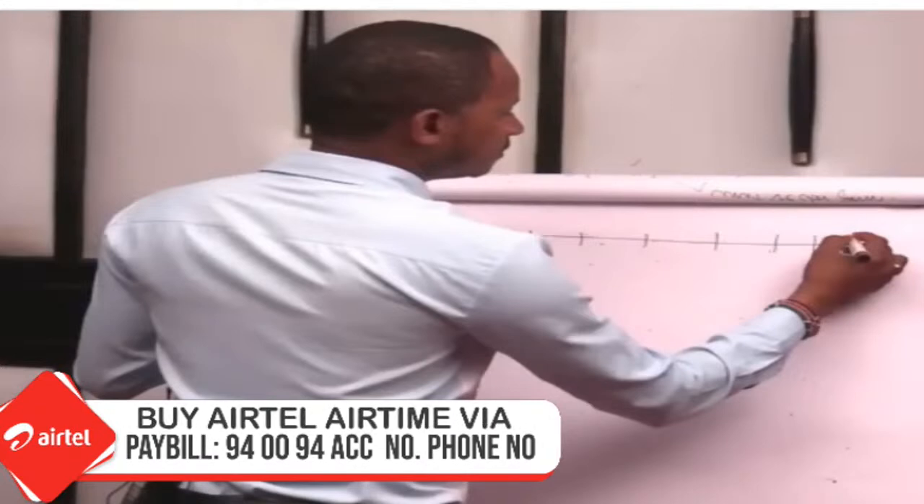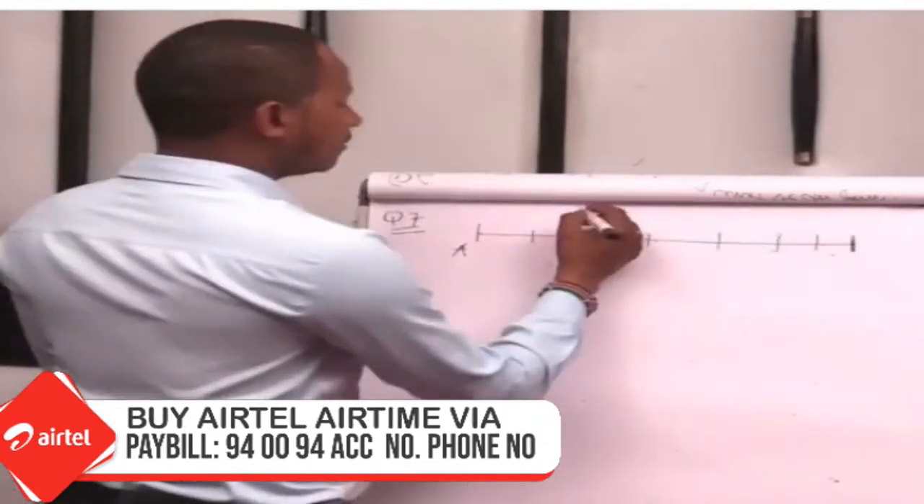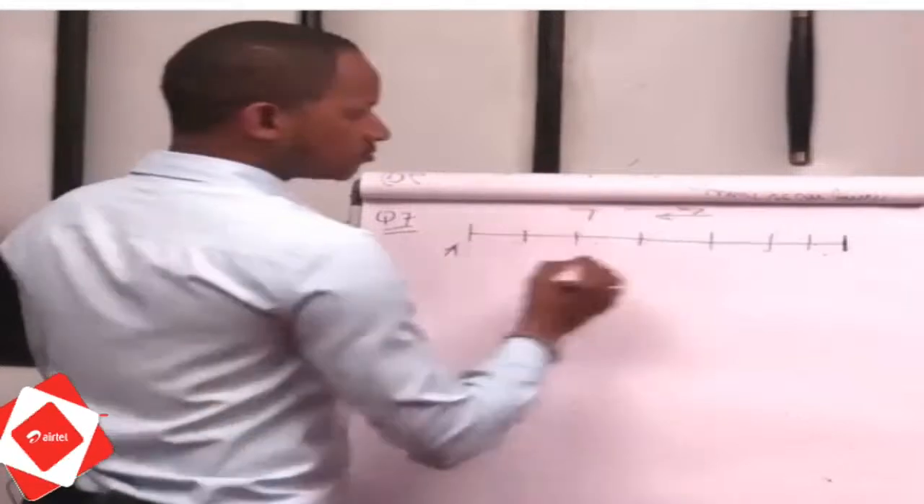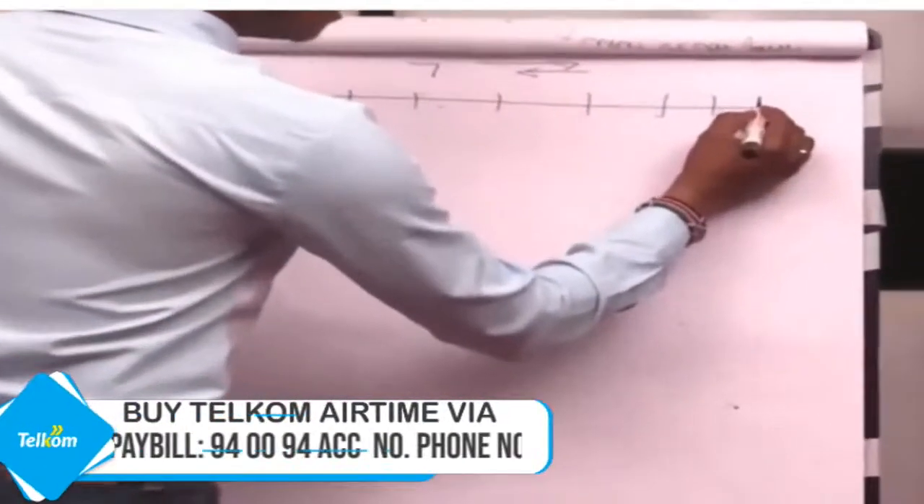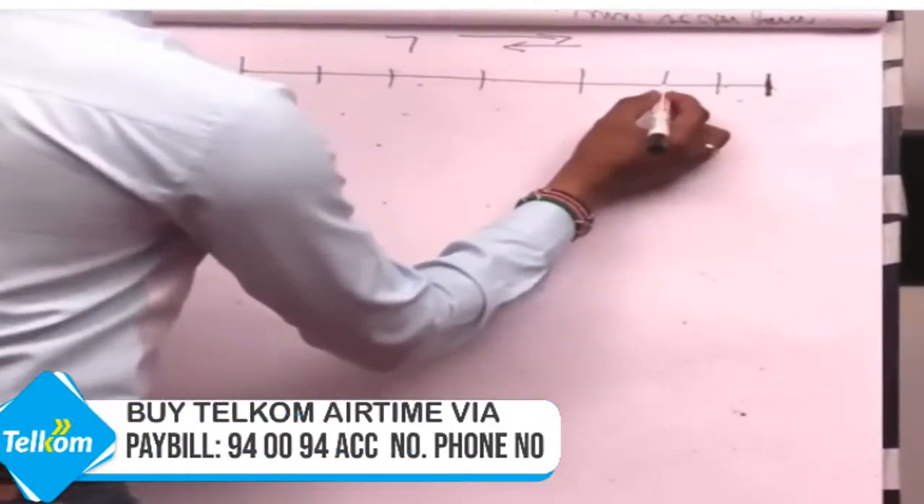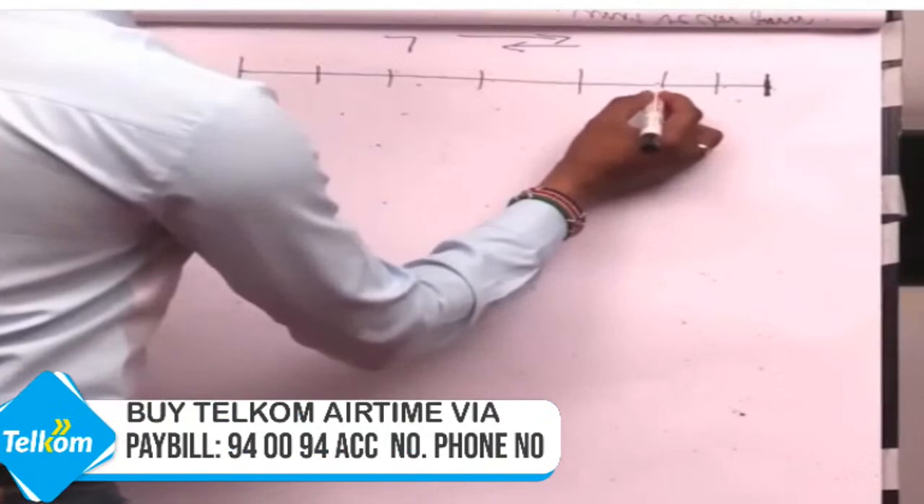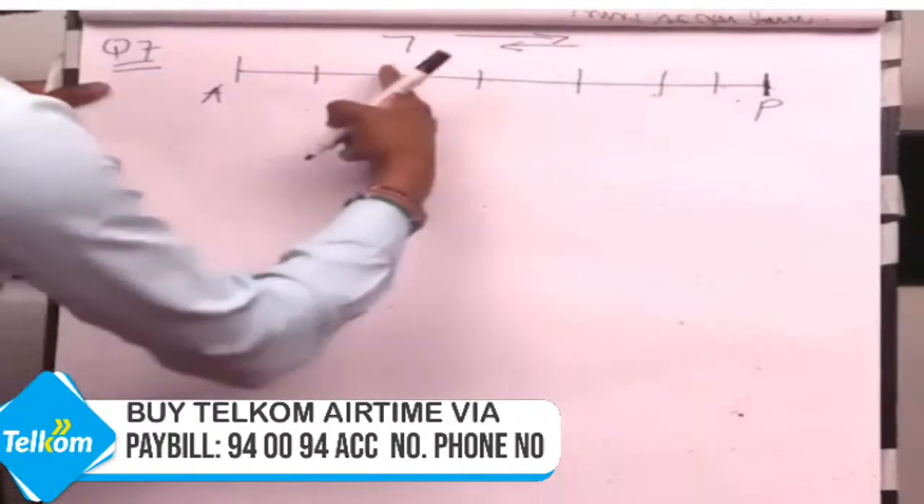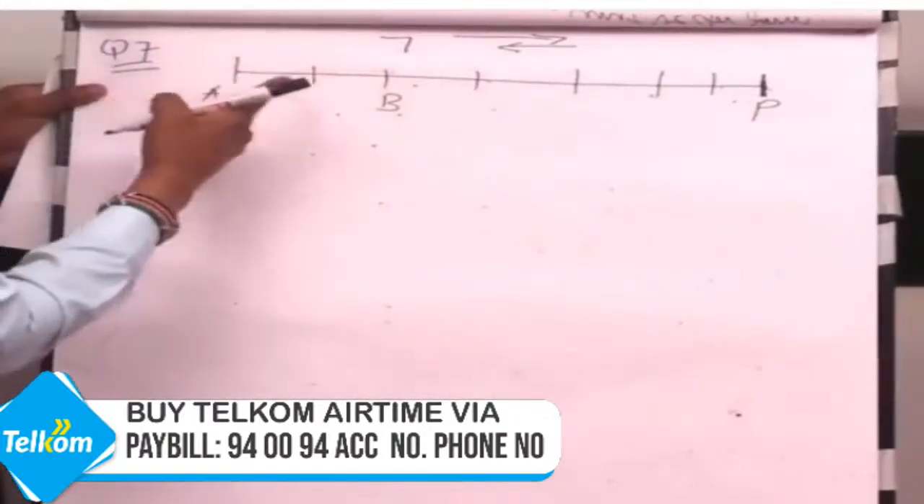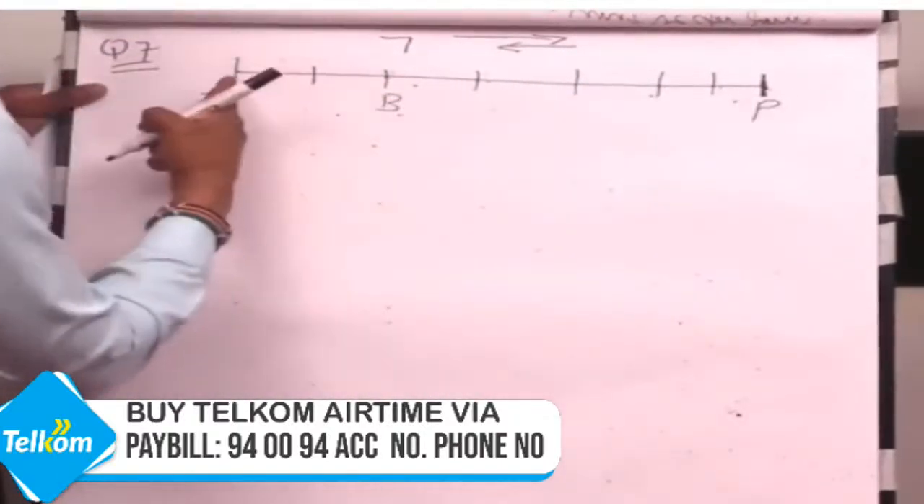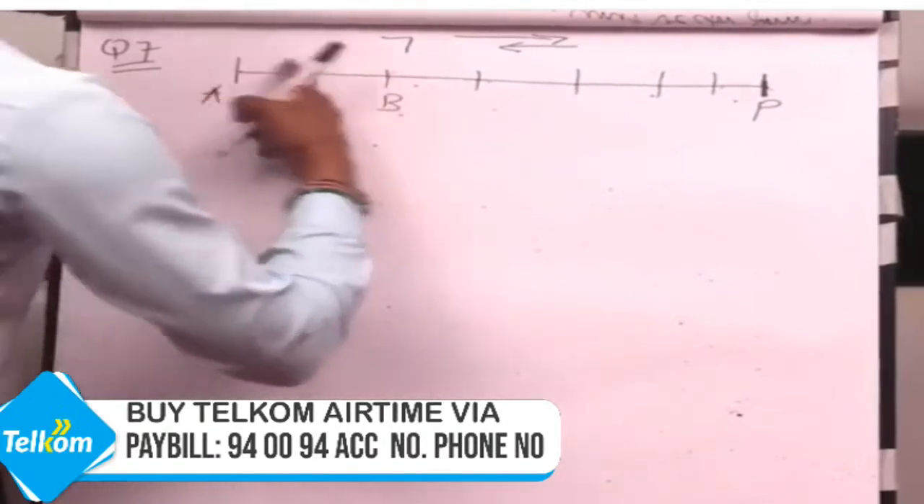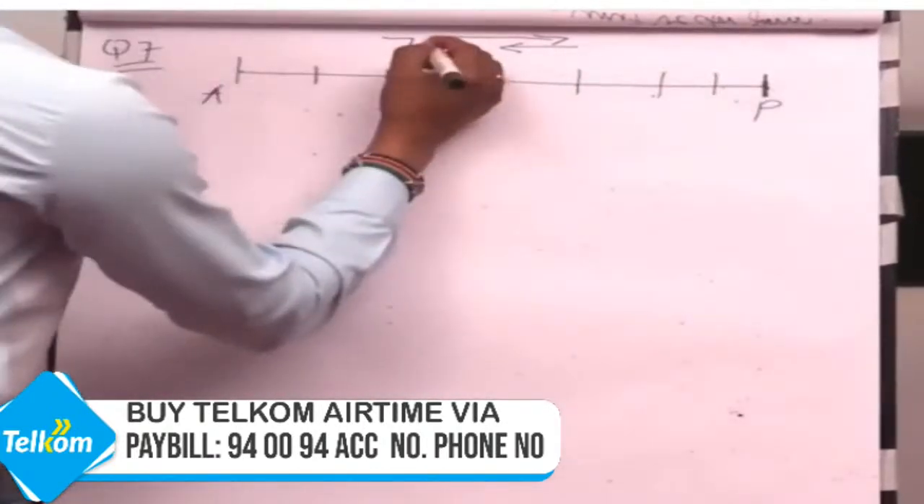So a point P divides AB in the ratio 7, then negative 5, which means from here you count 5: 1, 2, 3, 4, 5. So this is our B and this is our P. So P divides line AB externally in the ratio of 7 to negative 5.